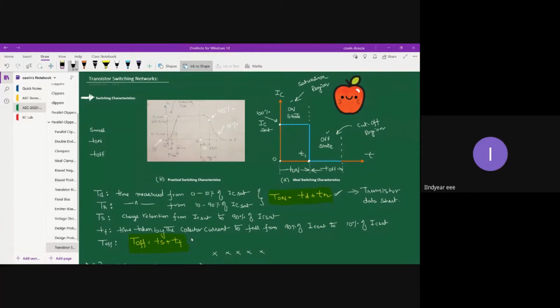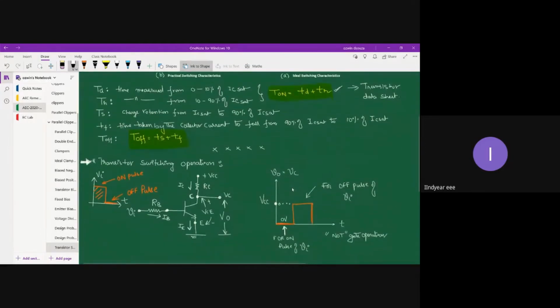So this transistor switching characteristic is normally asked for 6 marks. What you have to do is draw the practical characteristics. Ideal characteristics you need not draw. I have drawn the ideal characteristics just to compare the shape of the ideal curve with the practical curve. So that's your ideal and practical transistor characteristics.